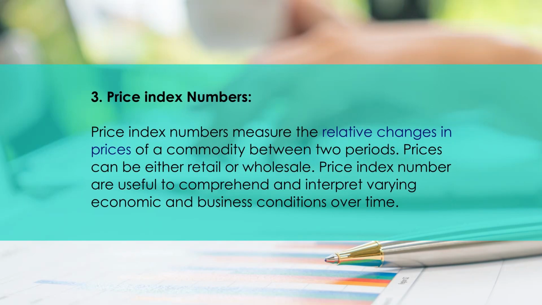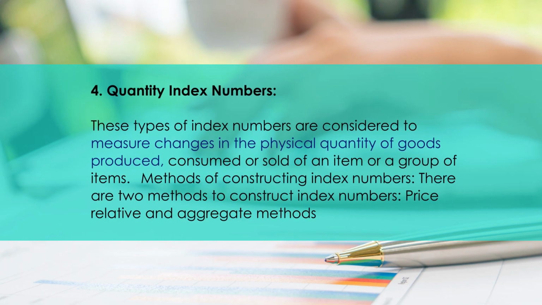There are also two other types of index numbers: price index numbers and quantity index numbers. A price index number measures the relative change in prices of a commodity between two periods. Prices can be either retail or wholesale. Price index numbers are useful to comprehend and interpret varying economic and business conditions over time. Quantity index numbers measure changes in the physical quantity of goods produced, consumed or sold of an item or a group of items.